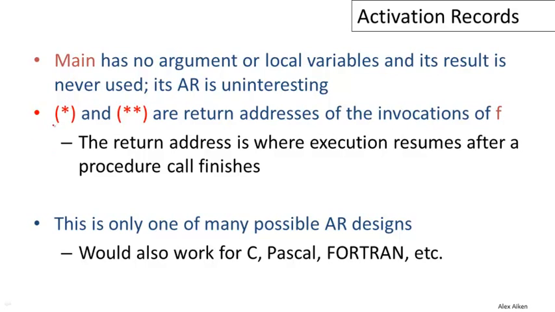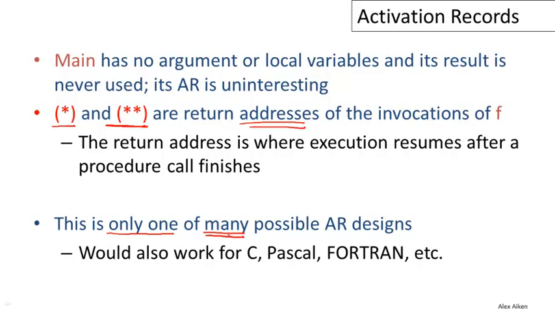Just to be sure this is clear, the star and double star that I used in the example, these are addresses in memory. These are actual memory addresses, and they refer to addresses of code. Those are the addresses of the instructions that come after the call to F, so that's the place where F would return to. And finally, I want to stress that this really is only one of many possible activation record designs. You could design a different activation record for F that had different information in it that would work just fine depending on the structure of the rest of the code generator and the runtime system.